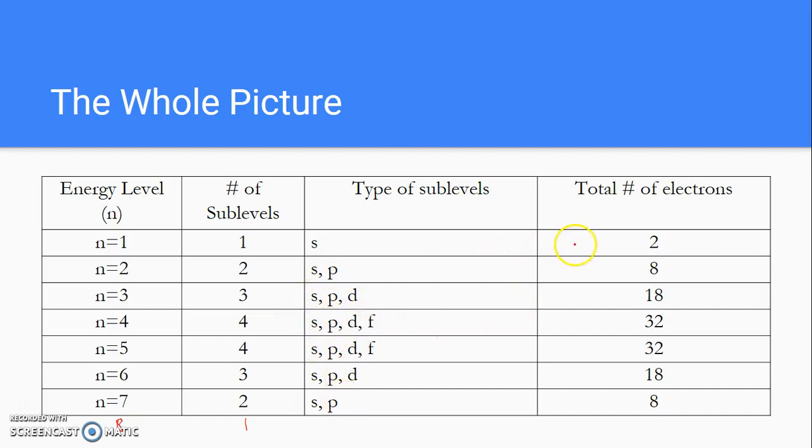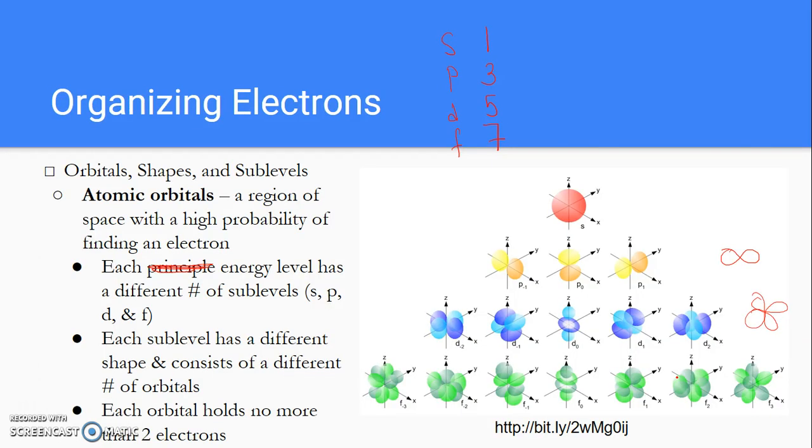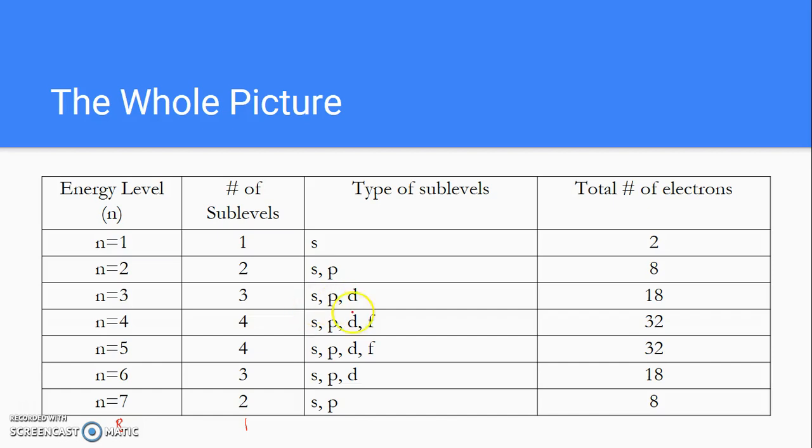Now, as far as the number of electrons, this can kind of be worked out mathematically. On the last one, we had that each orbital could hold 2 electrons. Okay, well remember the S has 1 orbital. 1 orbital can hold 2 electrons. So what about this one? The S has 1 orbital, the P has 3 orbitals. 2 electrons can go in this one. 6 can go in this one because 3 orbitals with 2 electrons each. 3 times 2 is 6. So 2 plus 6 is 8.